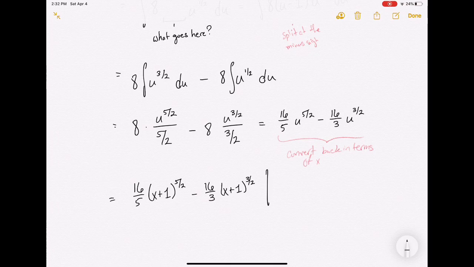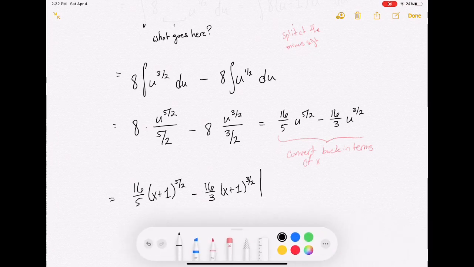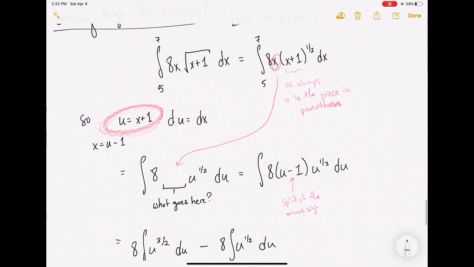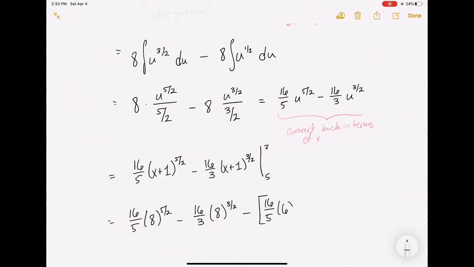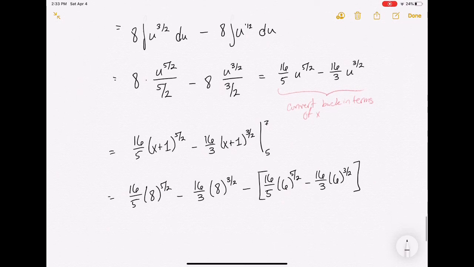And this was indeed a definite integral. The whole time it was a definite integral. Our bounds were 5 and 7. So I plug my bounds in. One last step: 16/5, plug a 7 in, I get 8 to the 5/2 minus 16/3 times 8 to the 3/2, minus, and then it's this whole big chunk. That's always what I want to remember, to put extra brackets around things so that I remember to distribute minus signs. 16/5 times 6 to the 5/2 minus 16/3 times 6 to the 3/2. And most likely the computer will be able to accept an answer given like this.